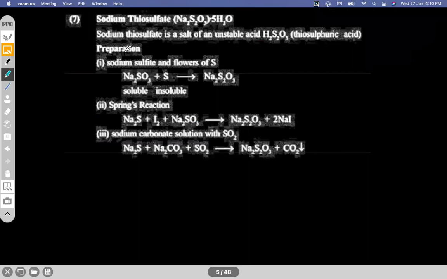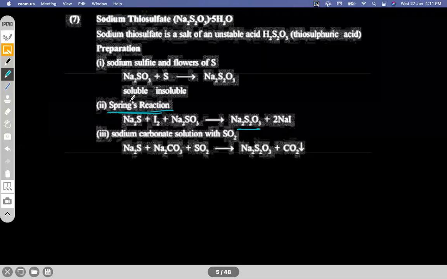Now, next is sodium thiosulfate, Na2S2O3·5H2O. The compound is not that important, but this reaction you must take care of. Sprinkle's reaction: sodium sulfite with iodine and Na2SO3 forms sodium thiosulfate and NaI.